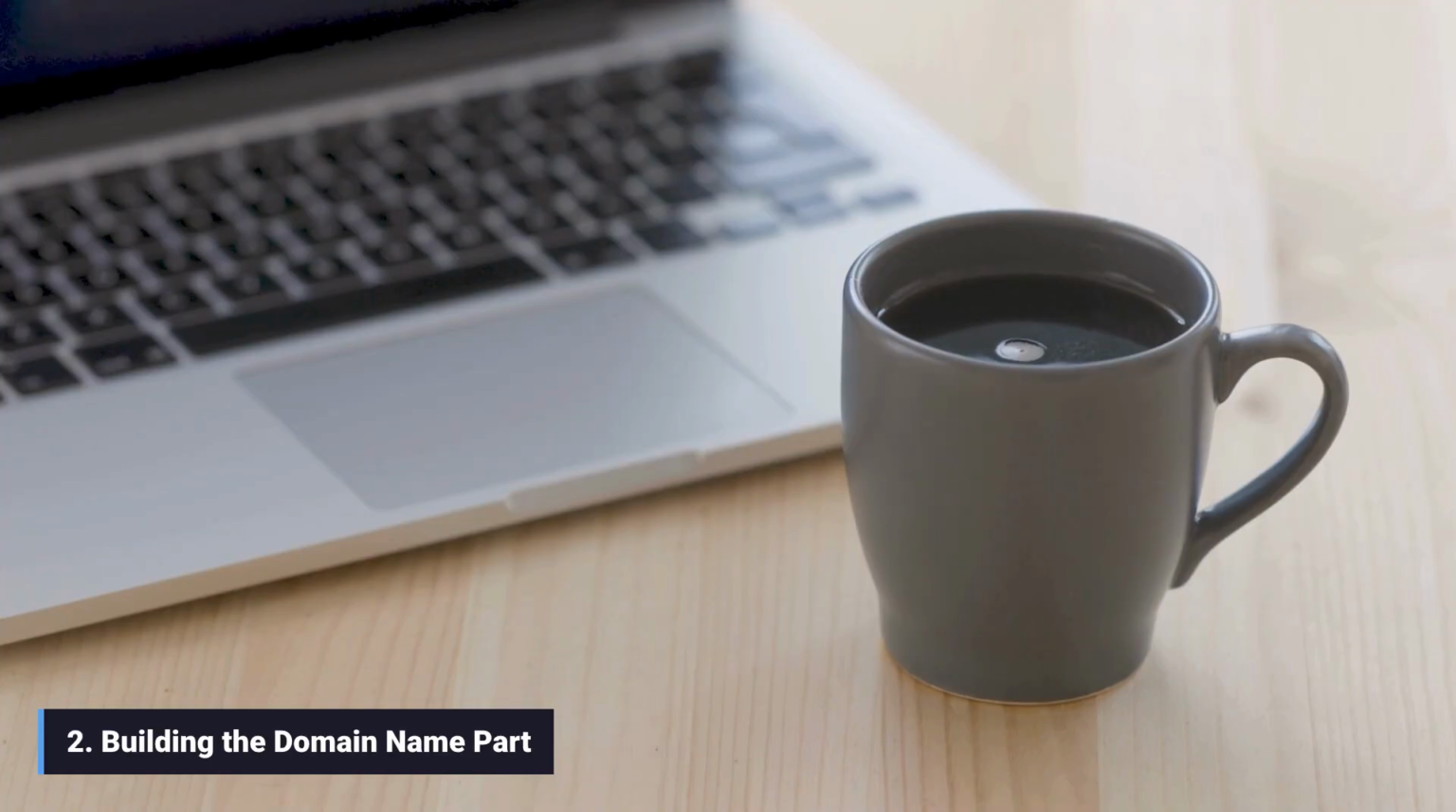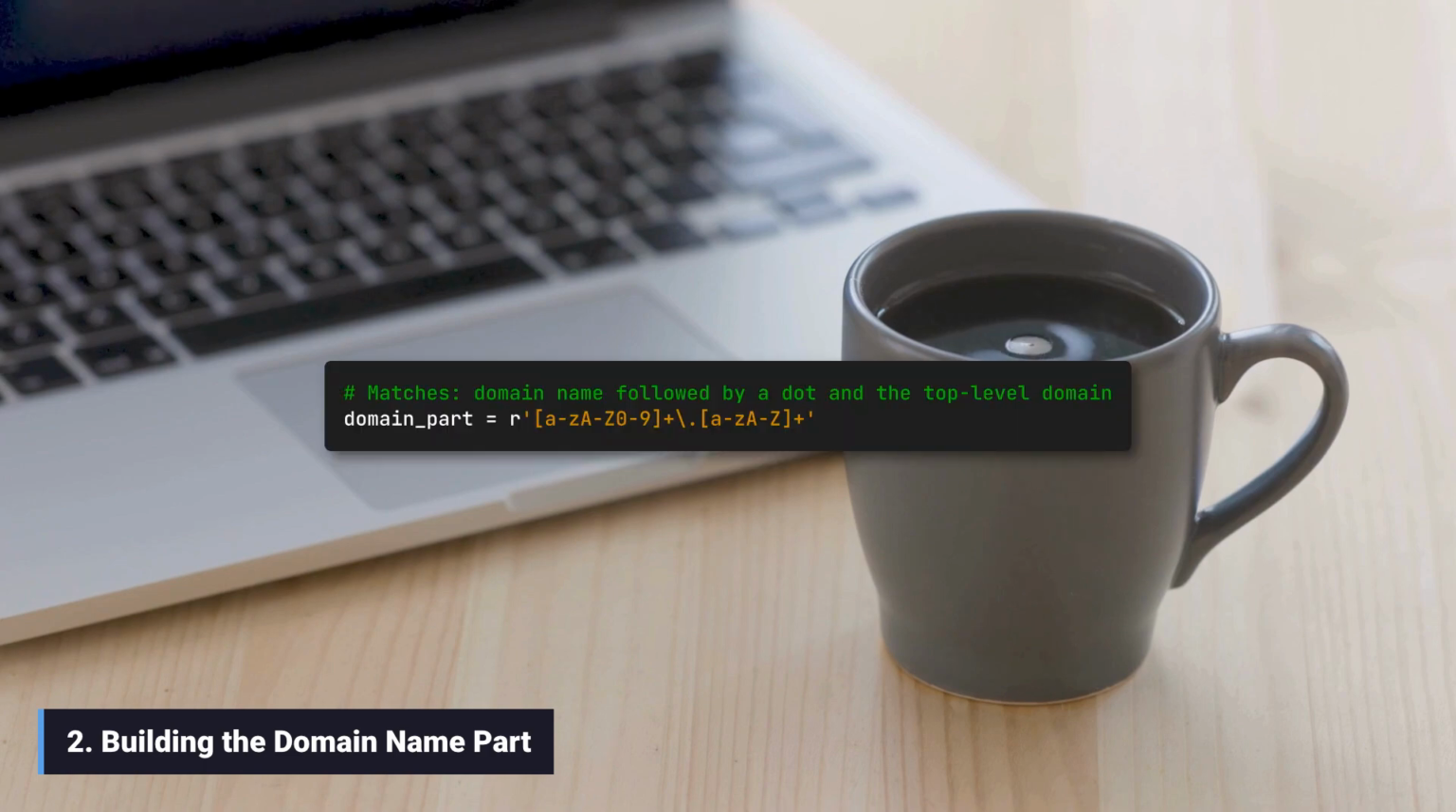2. Building the domain name part. After the @ sign, we have the domain name, like gmail.com. This is similar to the local part, but often separated by dots. The pattern we use, square bracket a-z0-9 plus, ensures one or more allowed characters for the main domain. This is followed by a literal dot, backslash dot, which is required because the plain dot is a special character, and then another set of one or more allowed characters for the top-level domain, like com.